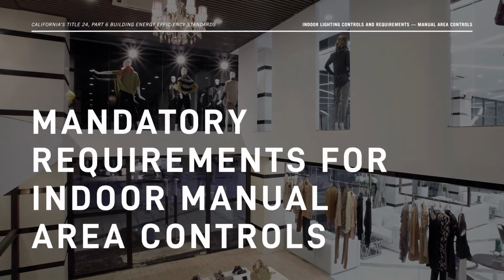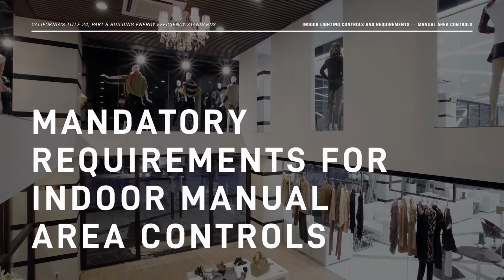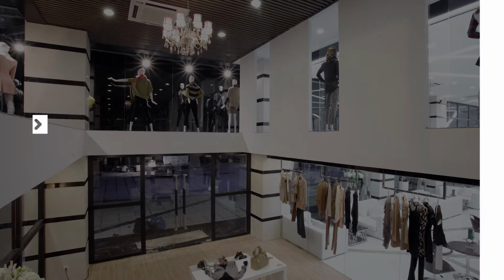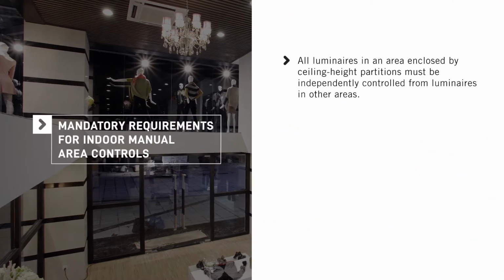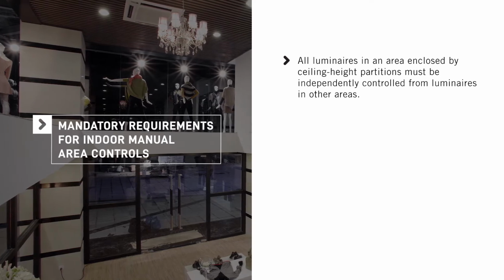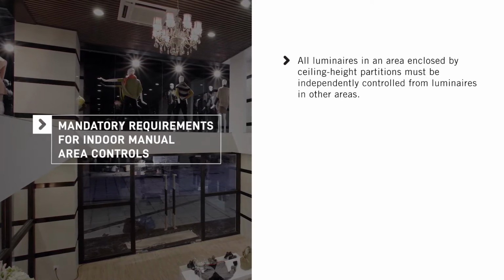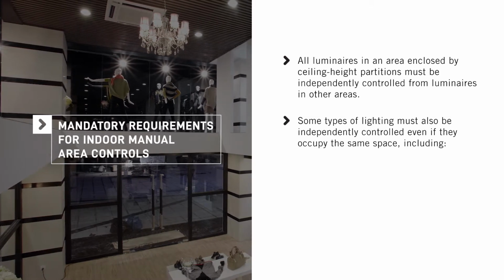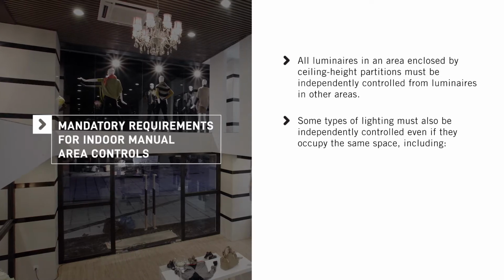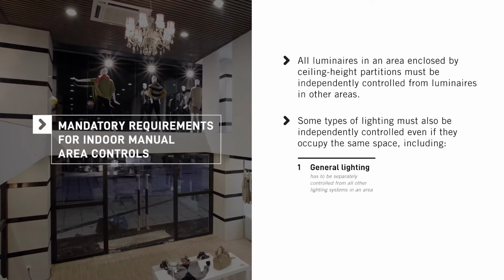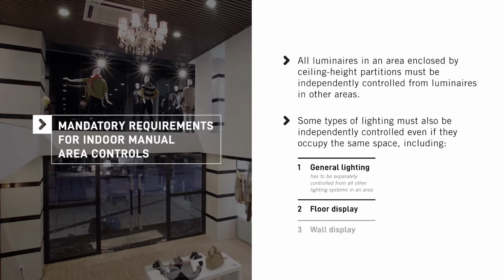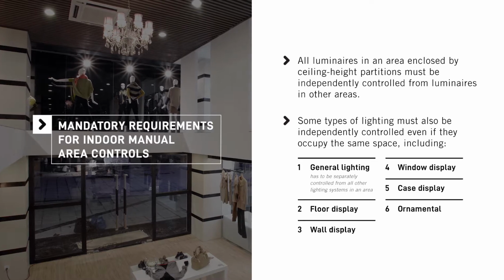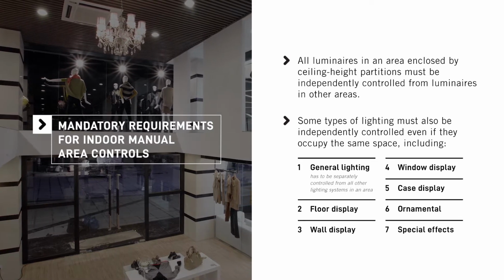Now that we know how manual area controls are defined, let's discuss the specific requirements for indoor manual area controls. All luminaires in an area enclosed by ceiling height partitions must be independently controlled from luminaires in other areas. And some types of lighting must also be independently controlled, even if they occupy the same space. These include general lighting, floor display, wall display, window display, case display, ornamental, and special effects lighting.